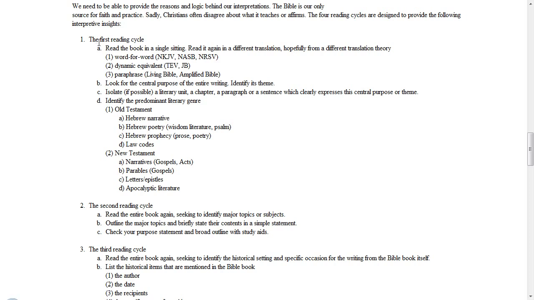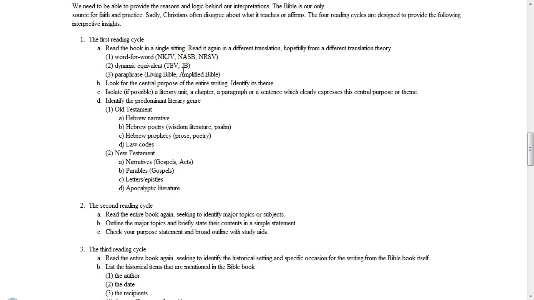In the first reading cycle, you read the entire book in a single sitting. Then you read it again in a different translation. So if you start out with the first reading in the King James, or New King James, or NASB, or NRSV, those are word-for-word translations. When you read it again, you want to read it in a different translation theory, something like a dynamic equivalent, which would be the TEV, or the NLT, or the JB. Those are called dynamic equivalent Bibles, and they're not so much concerned with the word for word, but they're concerned about getting the thought across.